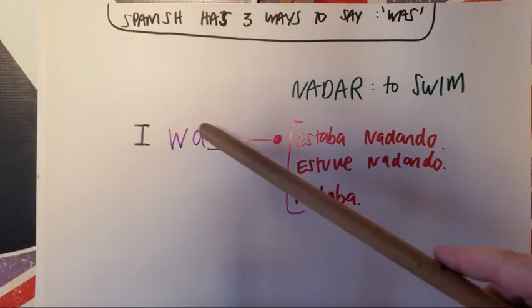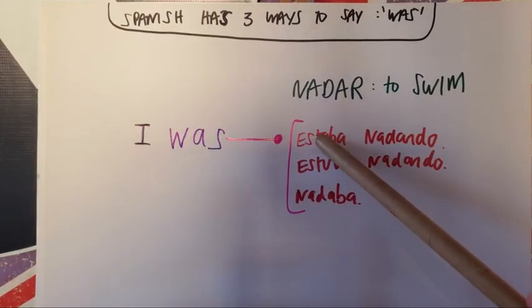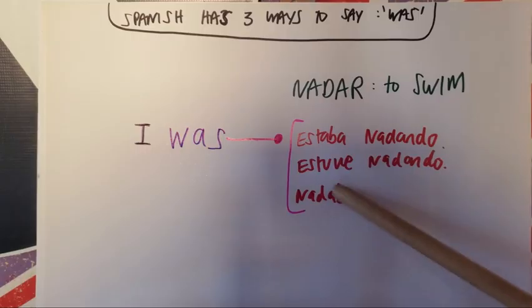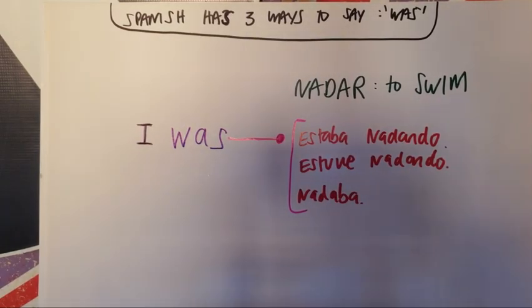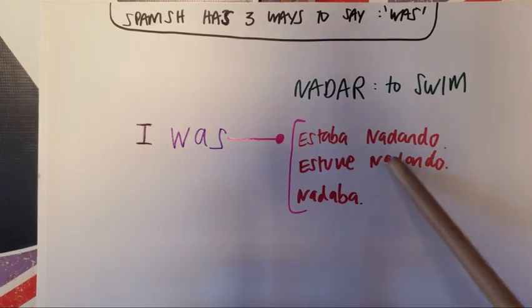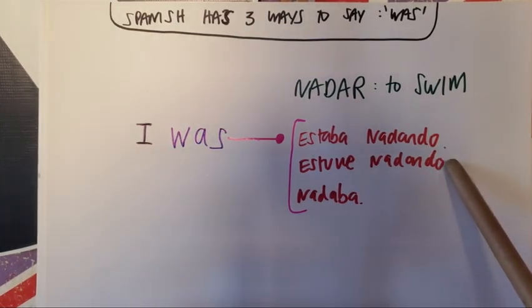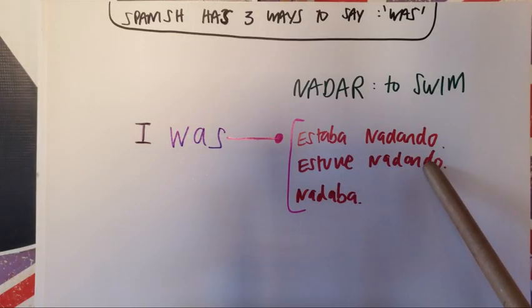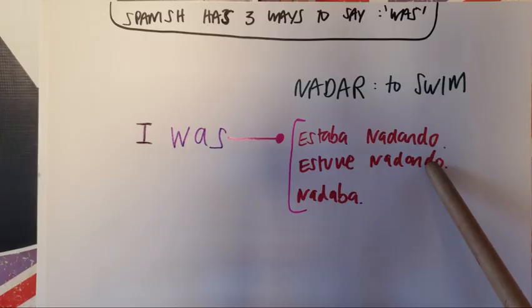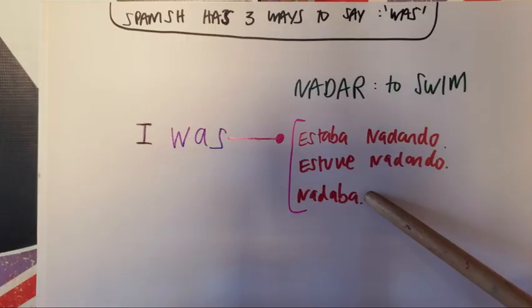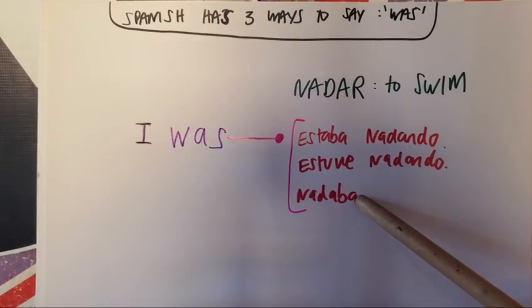Nadar, to swim. I was. So they can say in Spanish 3 ways to say I was: estaba nadando, estuve nadando, and nadaba. They all mean, in English, was swimming. Estuve, if I want to say I was swimming for 4 hours, I was swimming while the film was playing, I was swimming while she cooked. That's for a specific amount of time. And if you want to describe an action, you're recounting a story, nadaba.